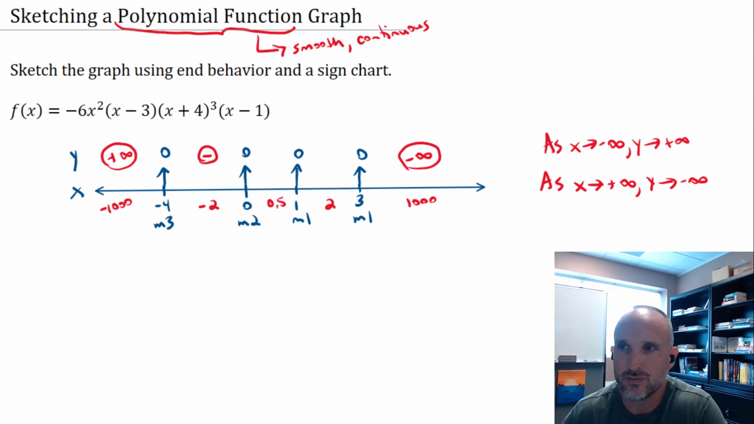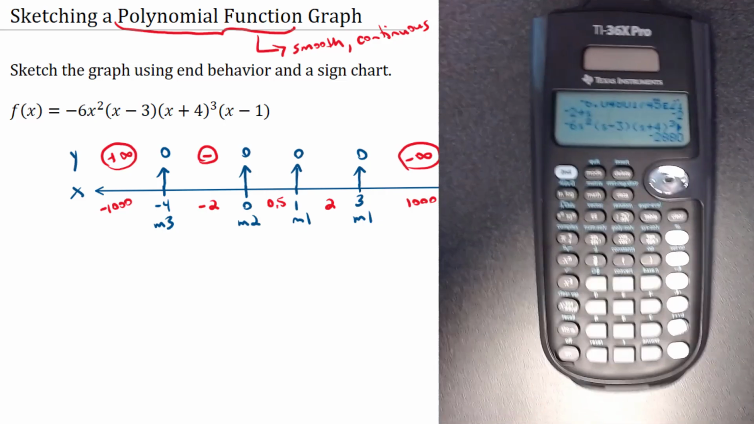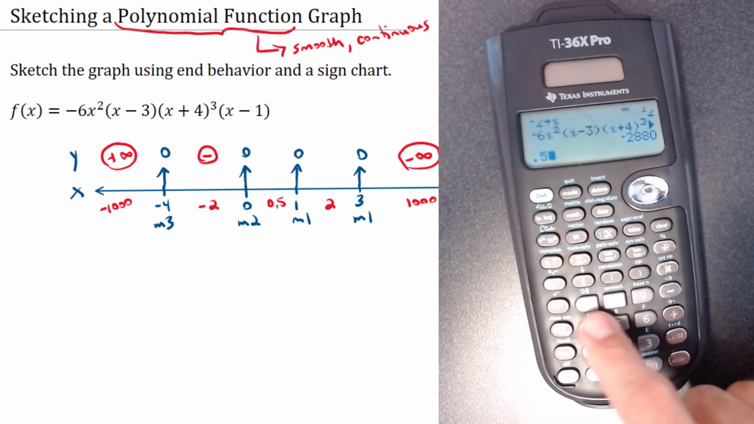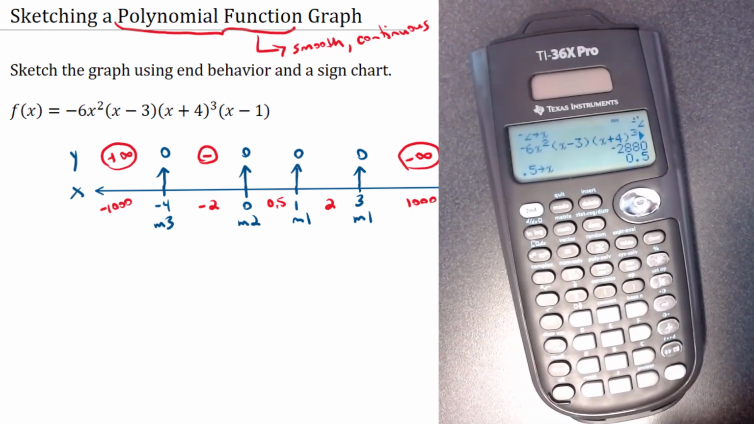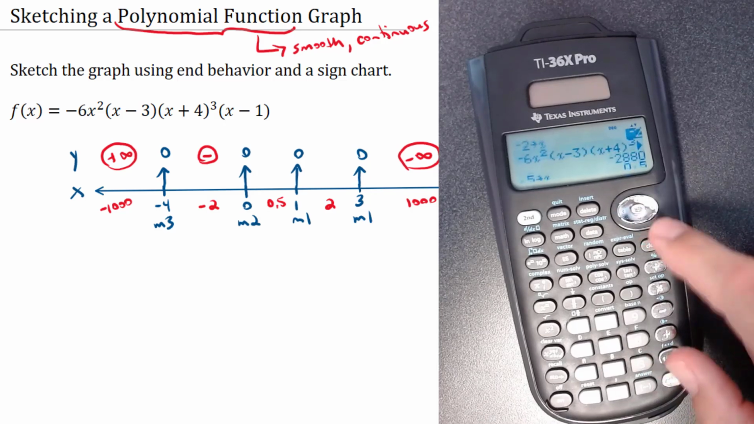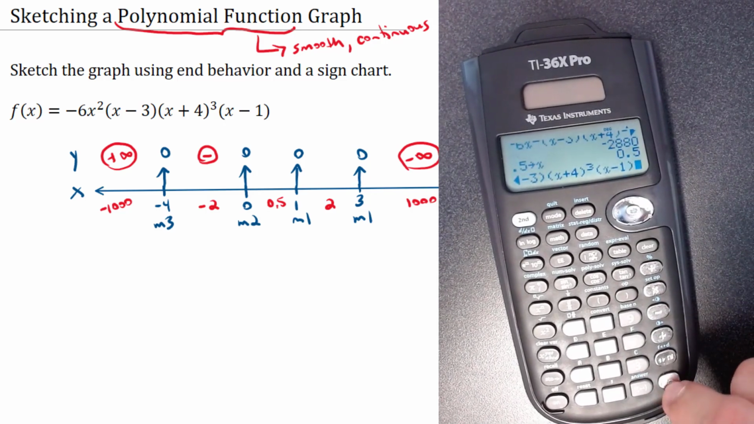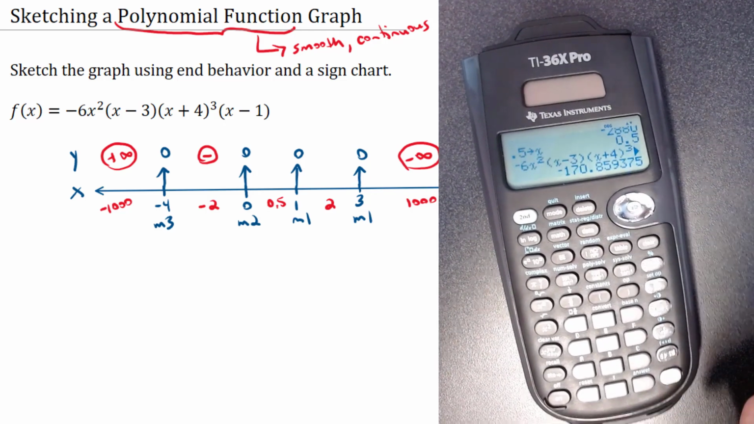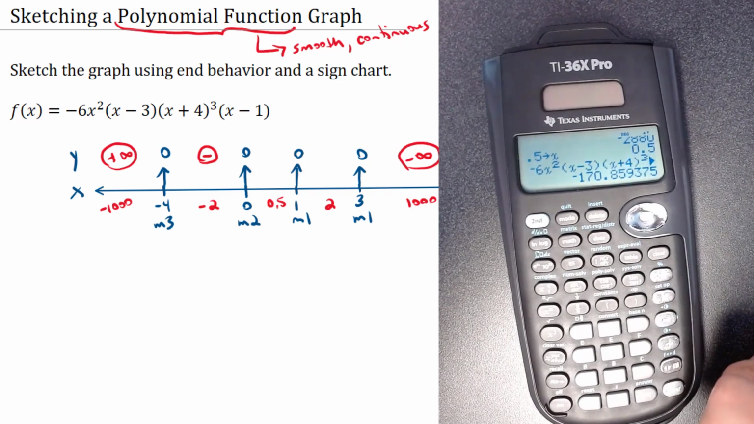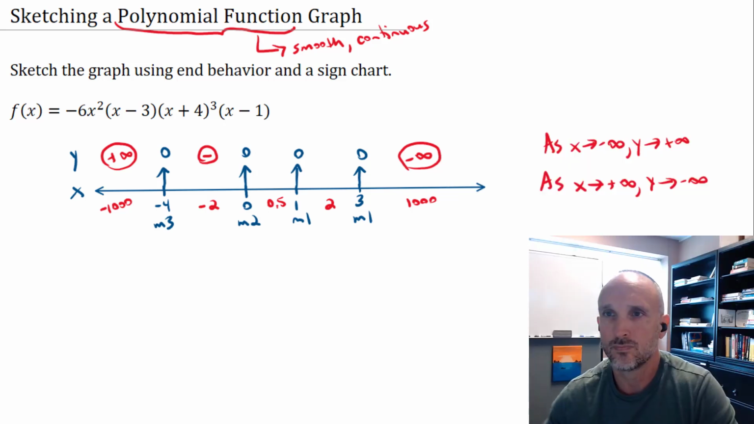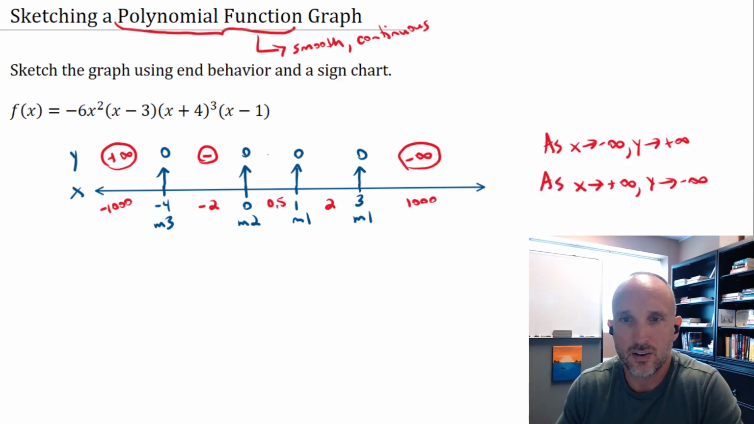Let's go on to 0.5. Okay, if we plug in 0.5 for x, I'll do 0.5 store x. Now it's stored after I hit enter. Go select our function, hit enter, enter one more time to calculate the output. And in this case, we get negative 170.8 about. So when x is 0.5, we got a negative y value again.